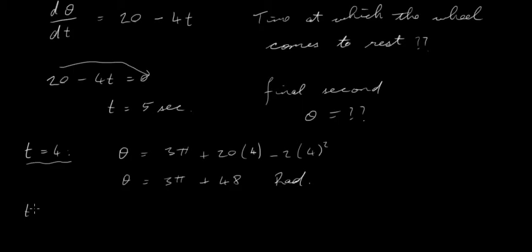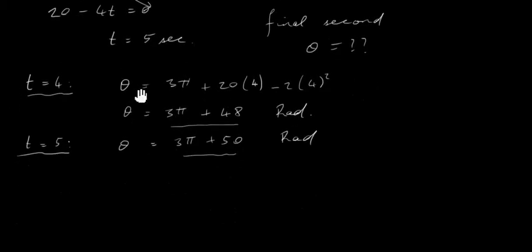Now if we work out the angle it makes after 5 seconds, t is equal to 5 seconds, we'll do exactly the same thing and we'll end up with 3 pi plus 50 radians. So this is the angle that the wheel makes after 5 seconds. This is the angle it makes after 4 seconds.